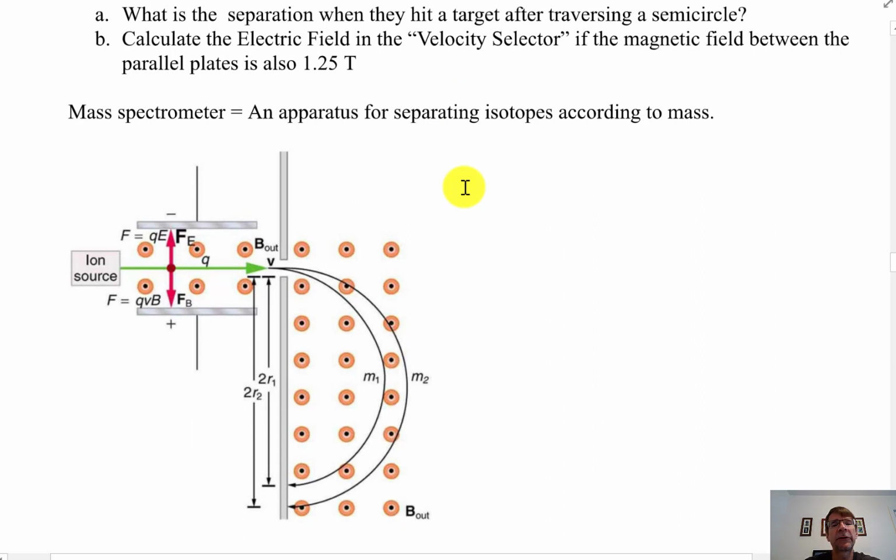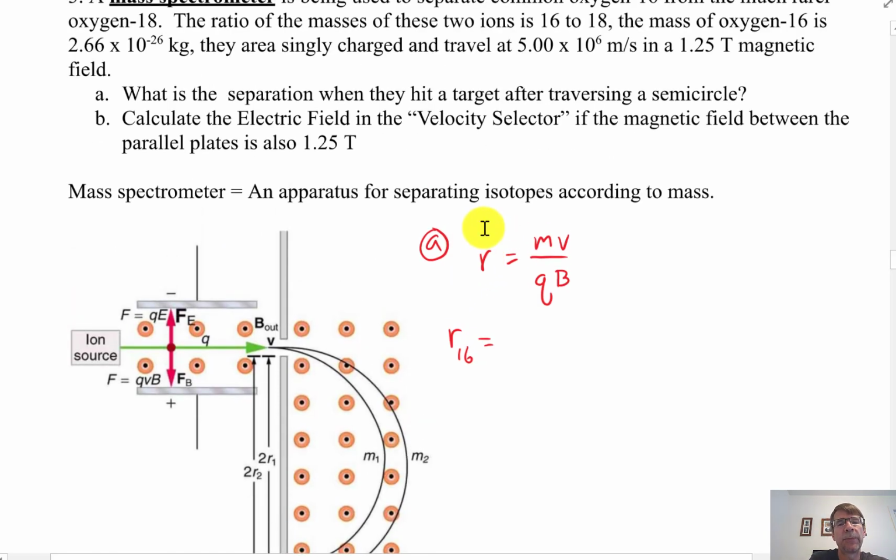So we're going to basically just do what we just did in the previous problem. In part A, the radius of the path is, what was the equation? mv over qB. So we're going to figure out the radius of the path for the oxygen 16, and it says the mass of oxygen 16 is 2.66 times 10 to the negative 26. It says the velocity, I'll plug these all in, hang on.